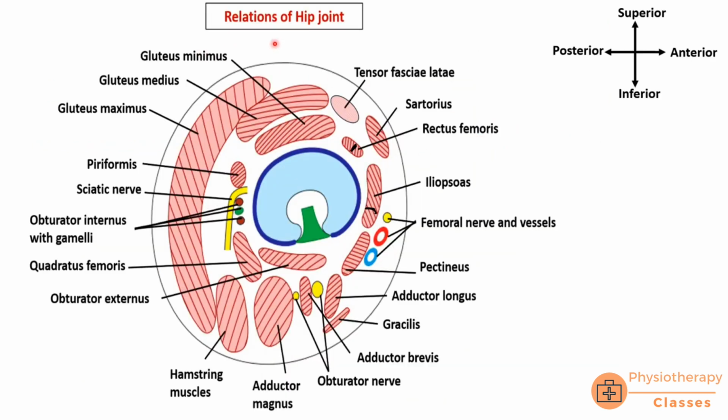Coming to relations of the hip joint. Now this is a sagittal section of the hip joint. You can see here the acetabular cavity, the transverse acetabular ligament and the ligament of the head of the femur. Now let us look at this direction, right? Here we have the superior aspect, this is inferior, this is the anterior aspect and this is the posterior aspect. So let us look at the relations. It is very simple to remember.